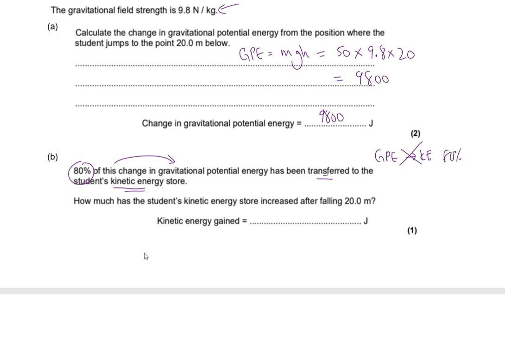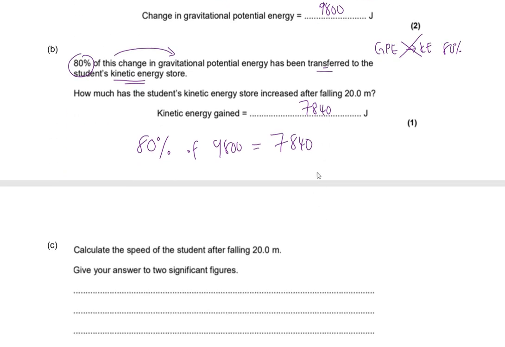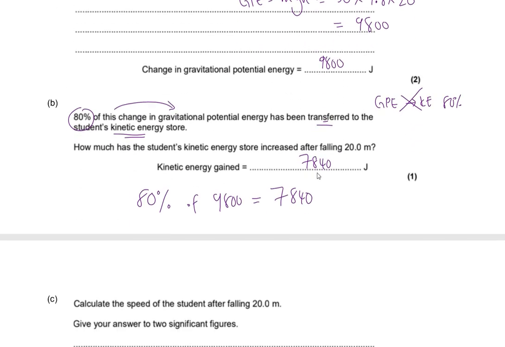So therefore, what we need to do is we need to do 80% of this, and this will give us 7, 8, 4, 0. So this is the energy. Okay. So therefore, what's going to happen is as it's falling, that's how much energy it's going to have.